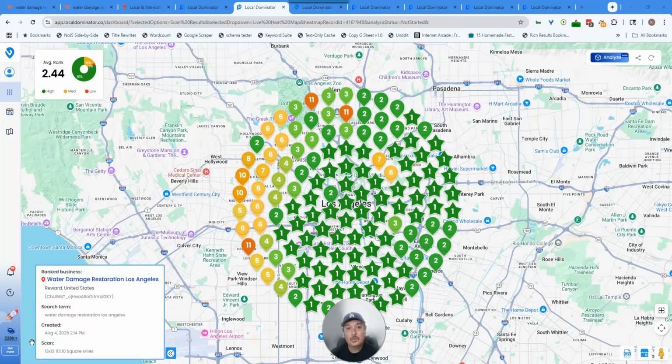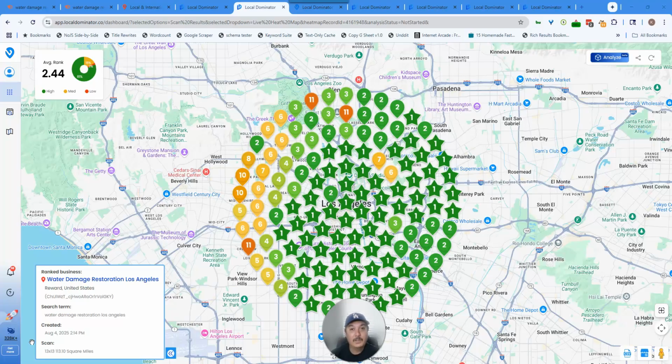So this is Local Dominator. This is a GeoGrid reporting software that shows you what your rankings are in a given area for your Google business profile at a given point in time. This is not something that's going to track your organic rankings, so this isn't going to be good if you're trying to rank for an e-commerce term or if you're trying to rank your blog posts or anything. This is strictly for local SEO.